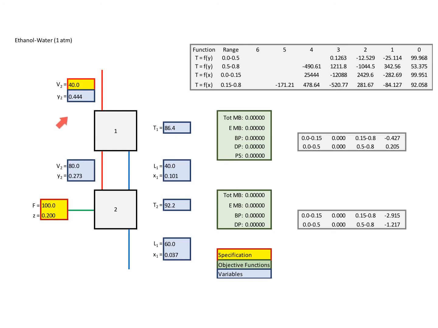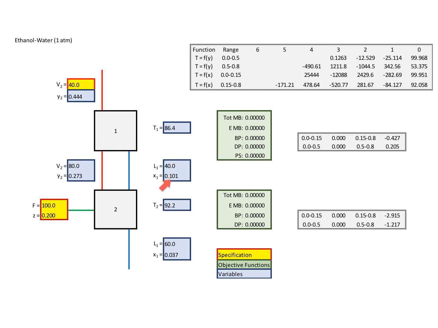And so we have an increase in ethanol composition with this two-stage process from 0.2 to 0.4, and a decrease in the bottoms product from 0.2 to 0.04, taking out 60 moles of bottom product and 40 moles of top product. All these equations have been satisfied.